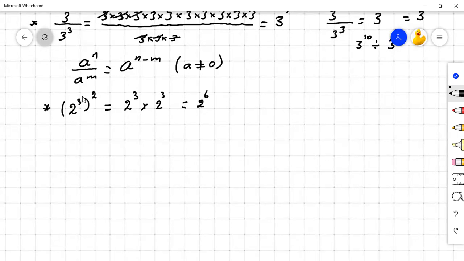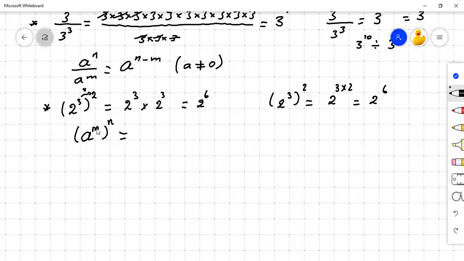And clearly, if we multiply the exponents, we can get 6 directly. So we can write 2 exponent 3 exponent 2 is the same as 2 exponent 3 times 2, which is equal to 2 exponent 6. And the formula is, if a power has 2 exponents, then we can multiply these exponents directly. So it's the same as a power m times n.